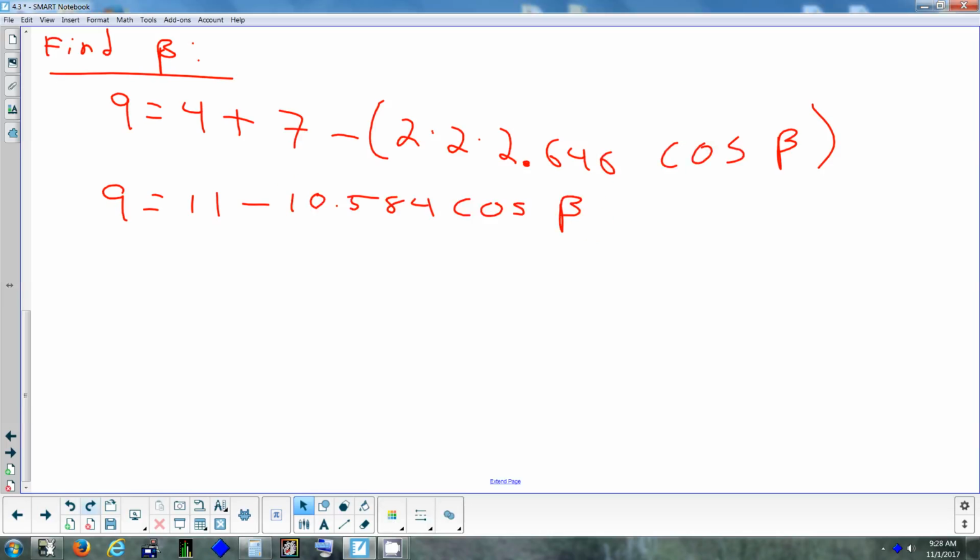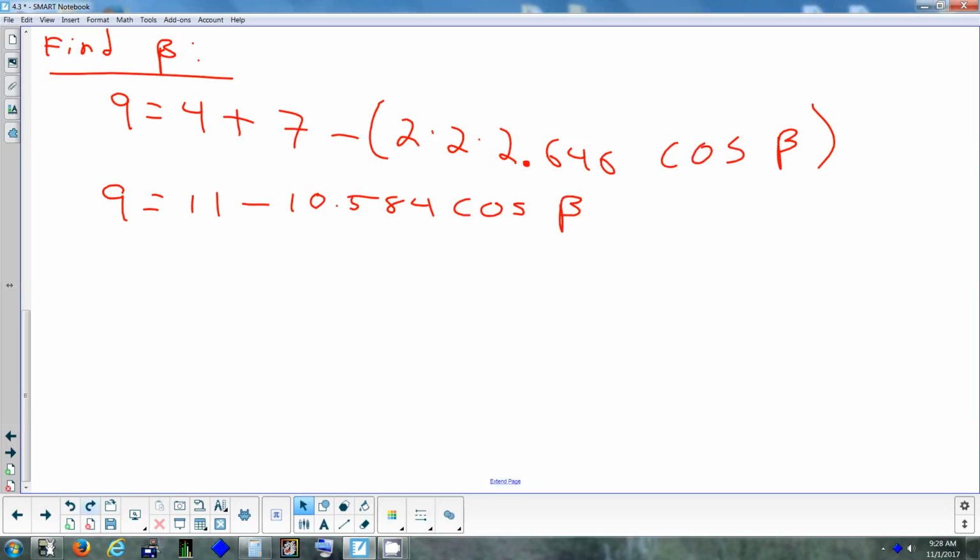All right. Anybody tell me what I would do next here? You guess, yep. 10.584 times cosine of beta. All right, if we knew what beta was, we could do 10.584 times the cosine of beta. But I don't know what beta is. So there's nothing I can do with that part. It's a good guess. Any other thought? Would you do 11 minus 10.584?